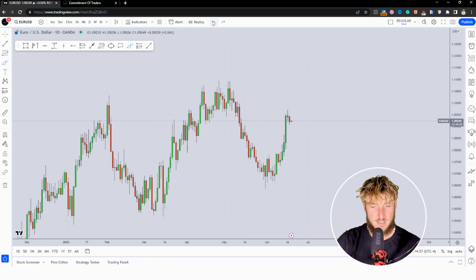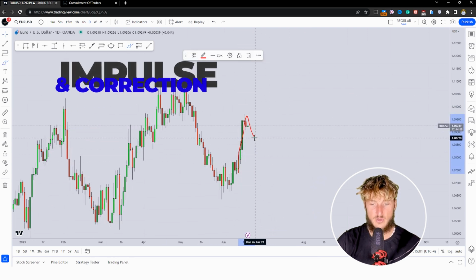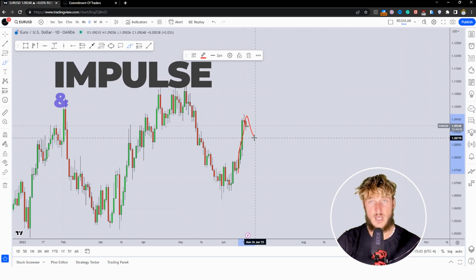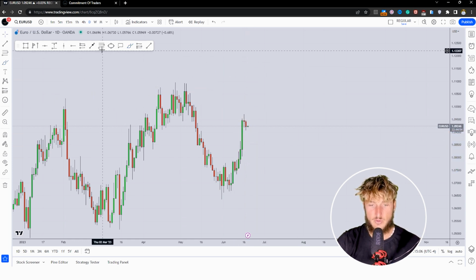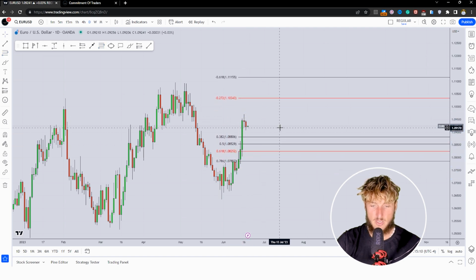Now, what we can see at the moment is that the market has just created a strong impulse followed by the start of this correction. And in general, after an impulse, if you want to measure the correction, you have to take your Fibonacci from the low to the high of the impulse leg.